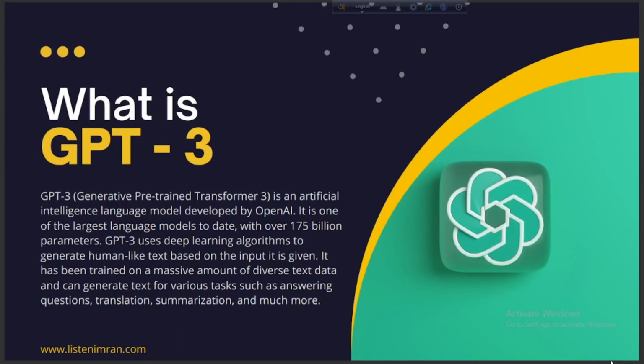Firstly, we need to know about what is GPT-3. GPT-3, Generative Pre-trained Transformer 3, is an artificial intelligence language model developed by OpenAI. It is one of the largest language models to date with over 175 billion parameters. GPT-3 uses deep learning algorithm to generate human-like text based on the input it is given. It has been trained on a massive amount of diverse text data and can generate text for various tasks such as answering questions, translation, summarization, and much more.